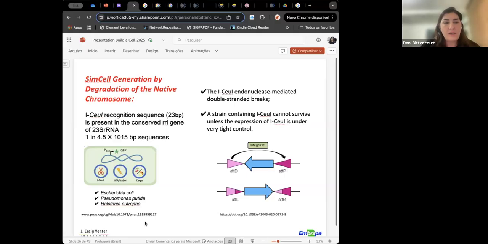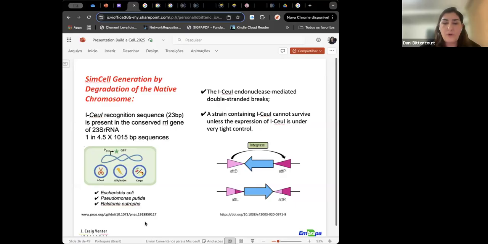We first used this only under the control of tetracycline, and it didn't work well because the ICU endonuclease did mediate the breaks and ended up being toxic. The tetracycline promoter also wasn't very efficient at controlling it. We had a lot of leakage, so in the end we couldn't evaluate the functionality. The cells ended up not growing, or even knocking out the endonuclease gene.